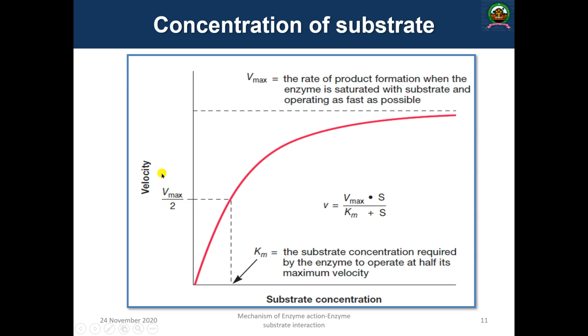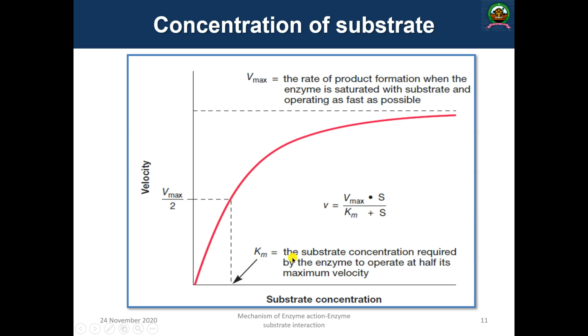What is the substrate concentration at this particular level? If you draw a line here and extend it towards the x-axis, it will end up at one particular point. At that point you will get a substrate concentration that is known as Km. This is known as the Michaelis constant. So that's what I told you.